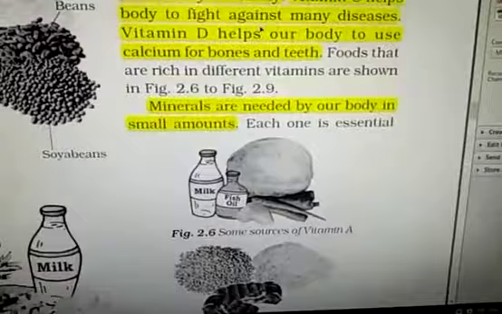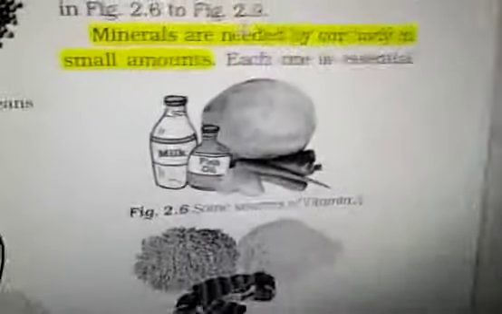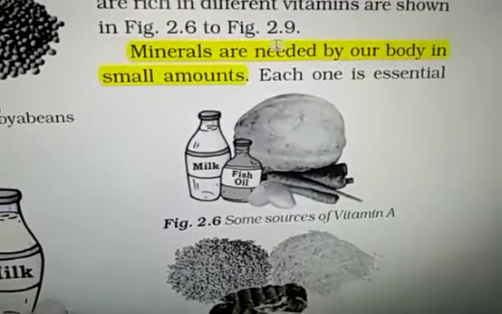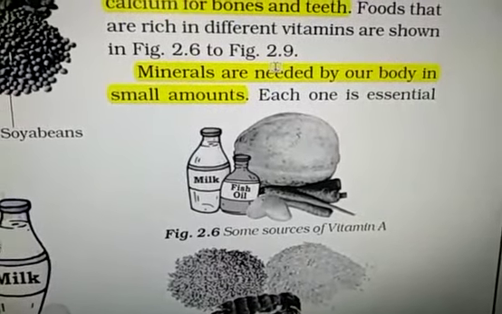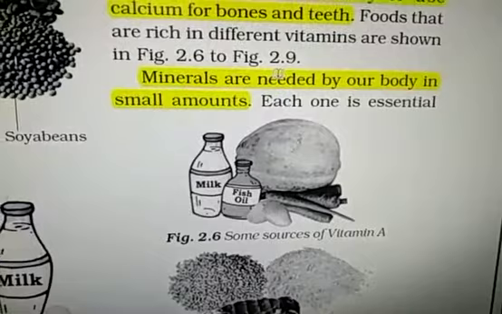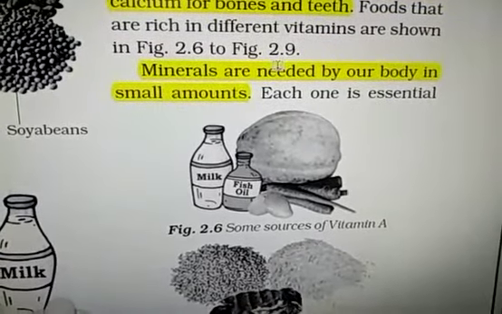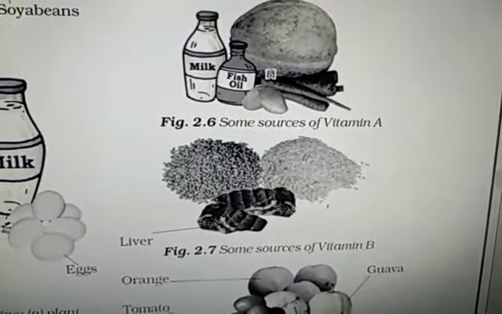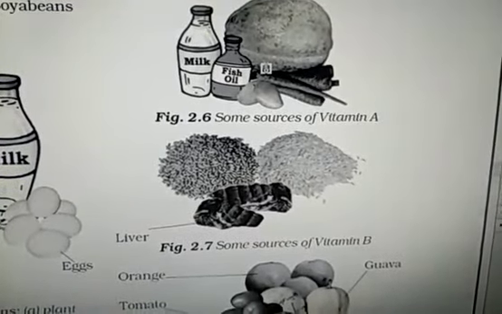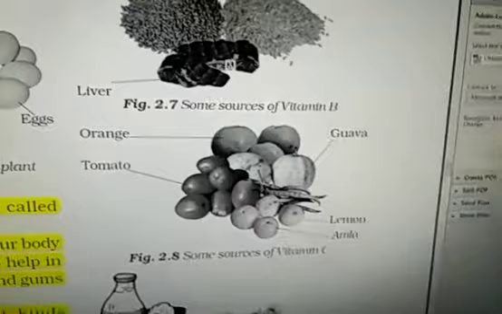Now in the first figure, vitamin A. Vitamin A is present in all yellow and orange fruits and vegetables, for example carrot, papaya, mango, etc. Along with that, it is present in milk and fish oil. Vitamin B is present in the rice, liver, etc.